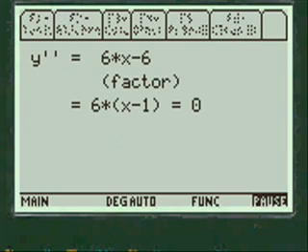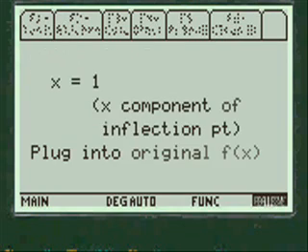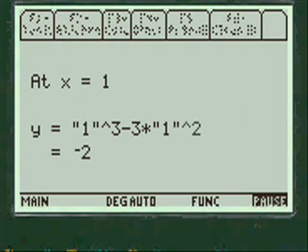You factor the second derivative and set it equal to 0, and you solve for x or x's. You plug that value back into your original function, and the answer is minus 2.